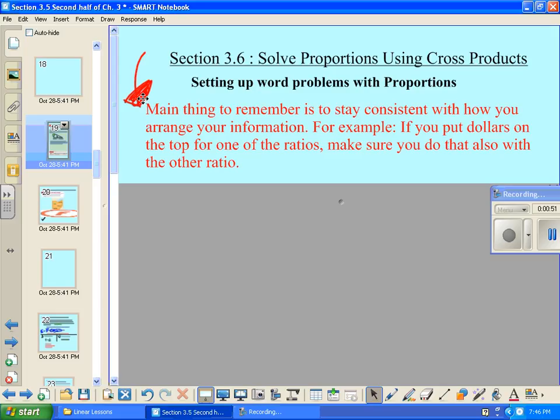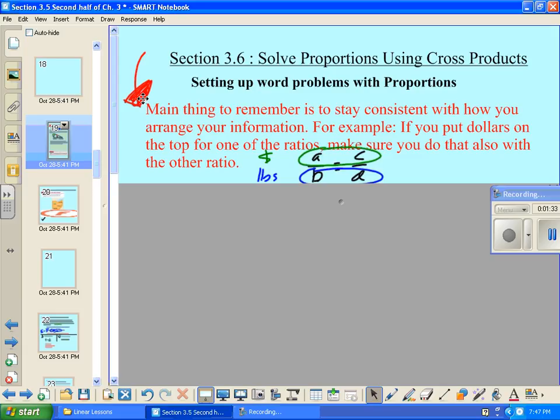So for example, as I have there in red, if you put dollars on the top of one of your ratios, make sure you also do that with the other ratio. Remember, when you're setting up a proportion, it covers two different ratios. So let's say here's a ratio A over B, and then we have another ratio C over D. The equal sign between them tells us this is a proportion problem. If in one of these ratios I put dollars at the top, let's say letter A stands for some amount of dollars, then C also needs to be an amount of dollars. And same thing with B and D. Let's say that's an amount of pounds. Well, if B is an amount of pounds, then D also needs to be an amount of pounds.